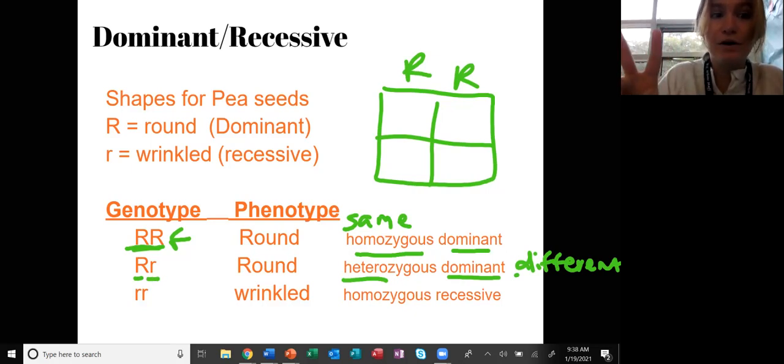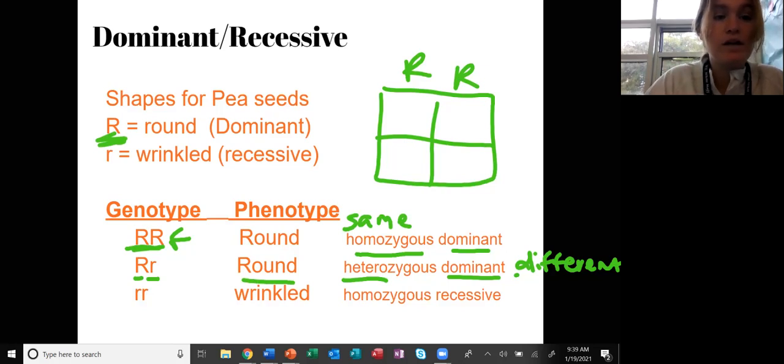That's where we get the hetero part from. But dominant entails that even though you have a capital R and a lowercase r, that capital R is going to win out every single time. Okay, so let's say dad plant here has a capital R and a lowercase r. So he is heterozygous dominant. That means the trait that he is physically expressing, the phenotype, is still round because our capital R is dominant.